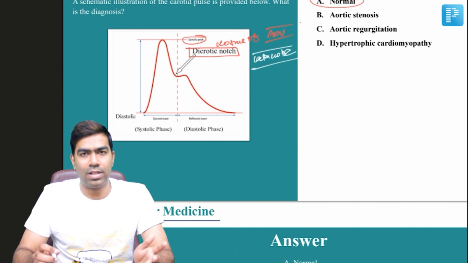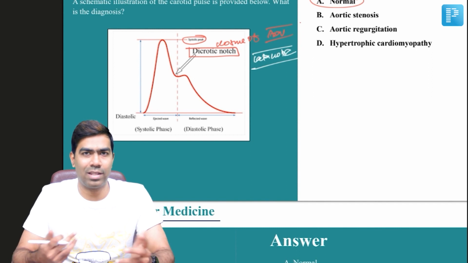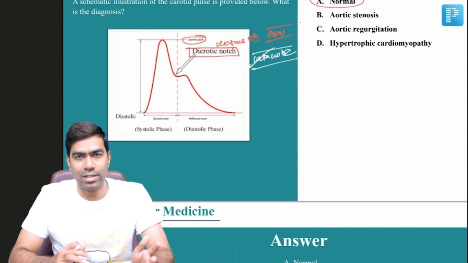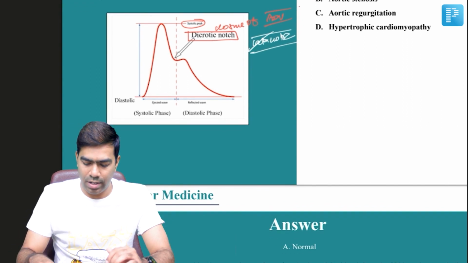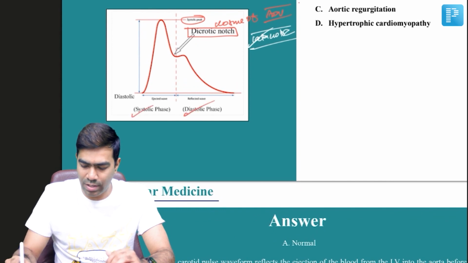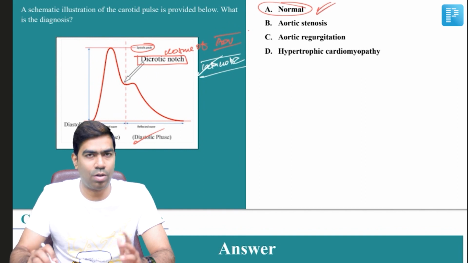The same pulse tracing can be seen in the pulmonary artery also, but you need a pulmonary artery catheter for that. But in carotid tracing, you're going to see all these changes because of recoil of the aorta and closure of aortic valve. And you have a systolic phase and a diastolic phase as well. So this is a completely normal tracing. It's catacrotic in nature. It's a normal tracing.